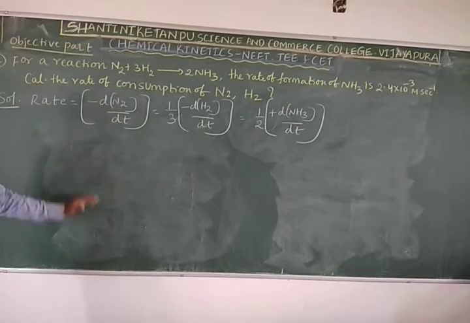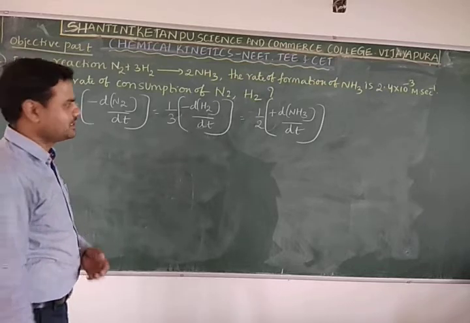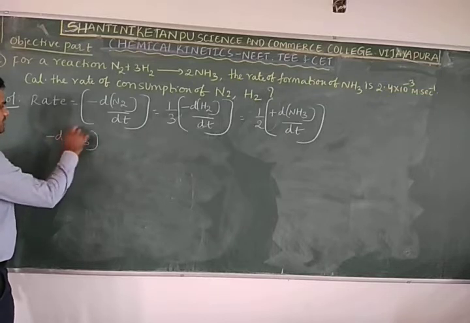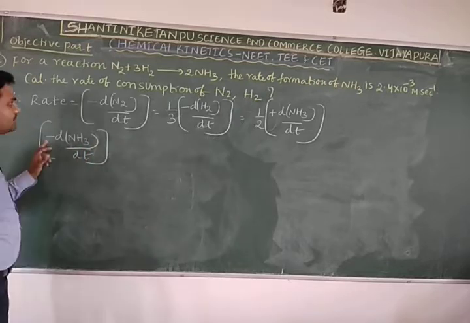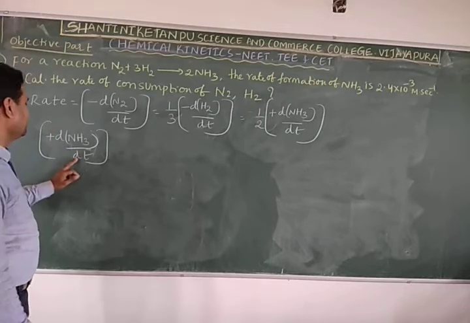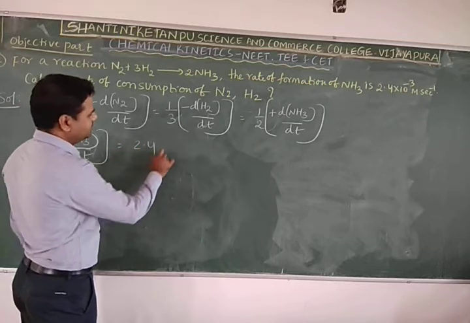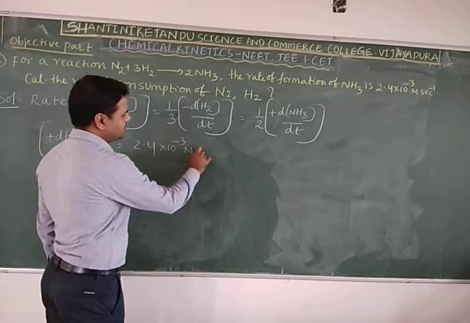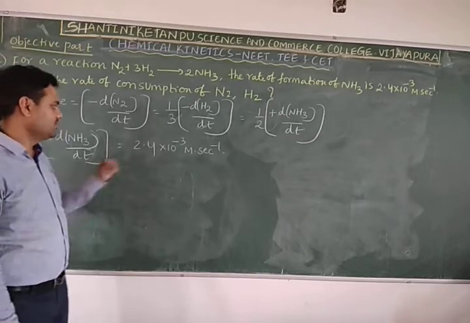And here is the question, what is given? Rate of formation of ammonia is given. How much? 2.4 into 10 power minus 3. That is plus dNH3 by dt. It is the rate of formation of ammonia. How much given? 2.4 into 10 power minus 3 moles per liter per second. So this is a value given.